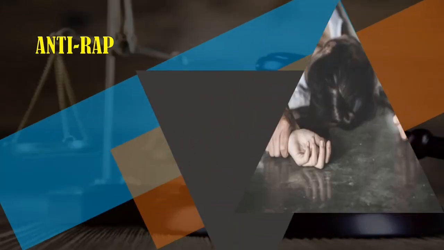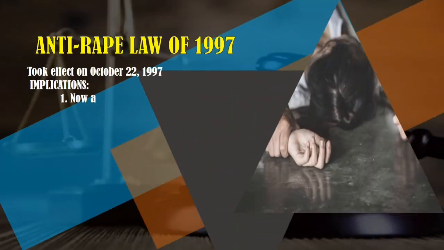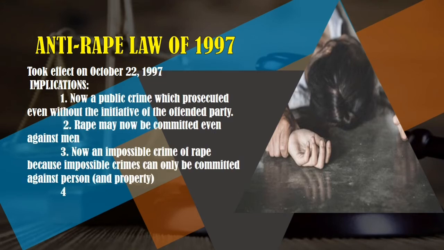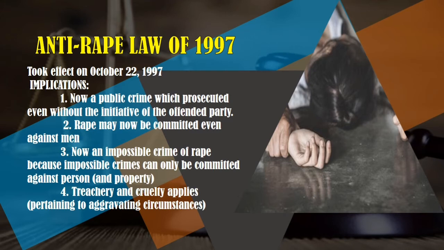Then another is the Anti-Rape Law of 1997. This took effect on October 22, 1997, and it was reclassified as a crime against persons. So what are the implications of this law? One, it is now a public crime which is prosecuted even without the initiative of the offended party.